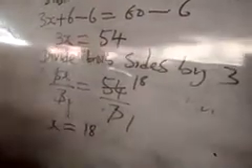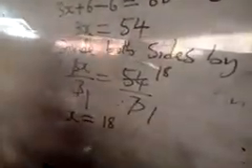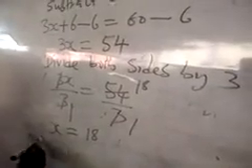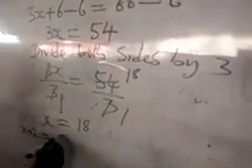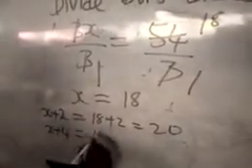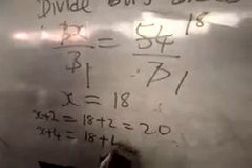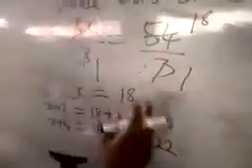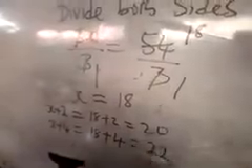Now x is 18, that is the first number. The second number is x plus 2. x plus 2 will give you 18 plus 2, and that will give you 20. The third number is x plus 4, and that will be 18 plus 4, which will give you 22. You know that 18, 20, and 22 are all even numbers.